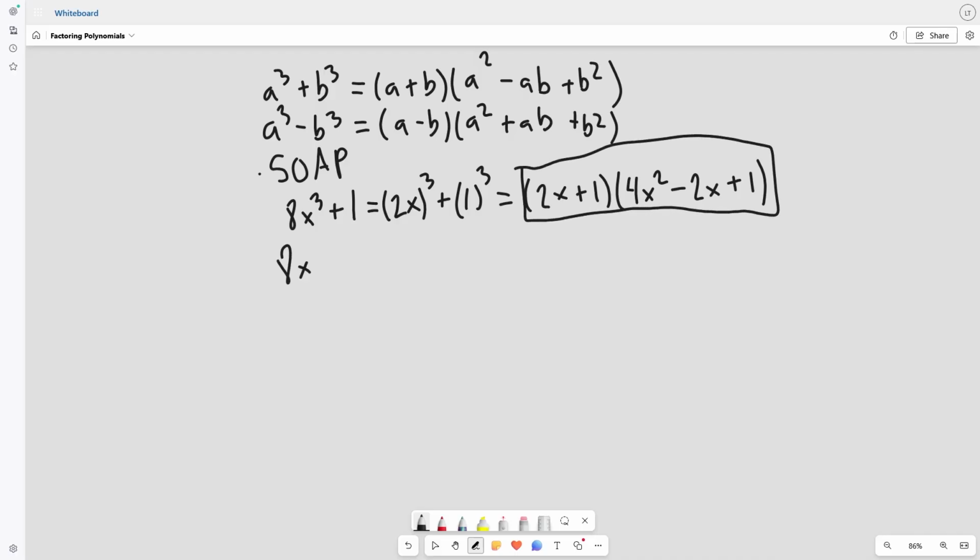And to look at the negative version of this, x cubed minus 1, rewritten as 2x cubed minus 1 cubed, equals a minus b, same sign, times our a squared, which is 4x squared, opposite sign, plus 2x, and then plus our b squared, which is always positive.